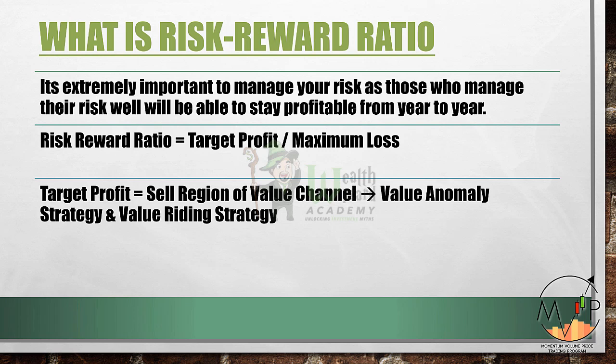So we have three strategies in MVP. First is the value anomaly strategy, and we have the value breakout, and we have the value riding. For both the value anomaly and the value riding strategy, our target profit is definitely the sell region of the value channel. Okay. So the sell region of the value channel is the target profit. But in value breakout, you don't really have a sell region yet, because when it breaks out above the sell region, that's when we define it as a value breakout.